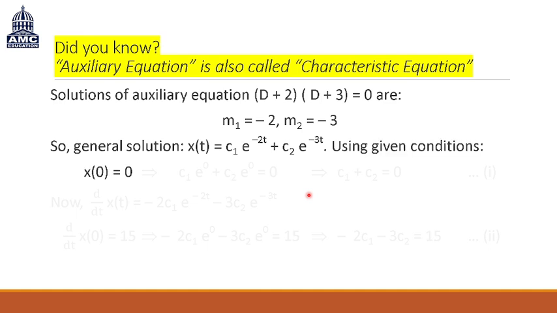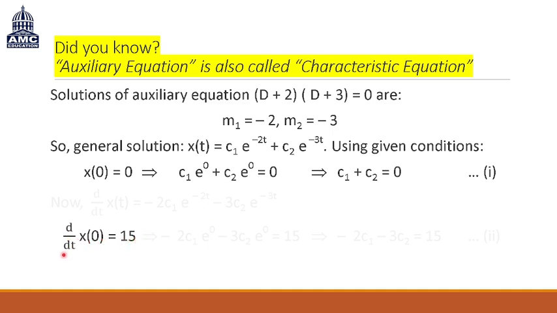Okay, now the given condition x(0) is equal to 0. What we do is we substitute the value of t as equal to 0 here, and our x(t) will also be equal to 0. So we get c1 e power 0 plus c2 e power 0, right? That is equal to 0. And the second condition is d by dt of x(0) is equal to 15.